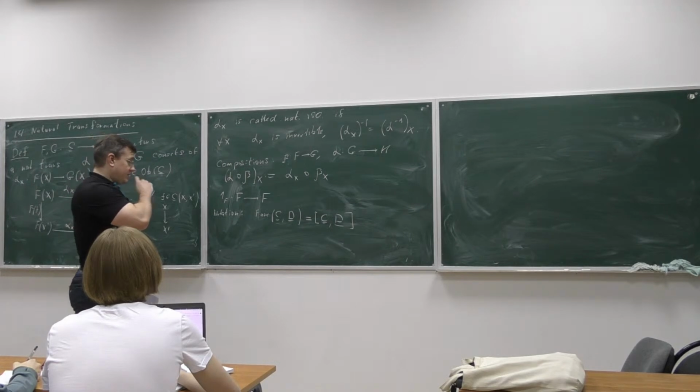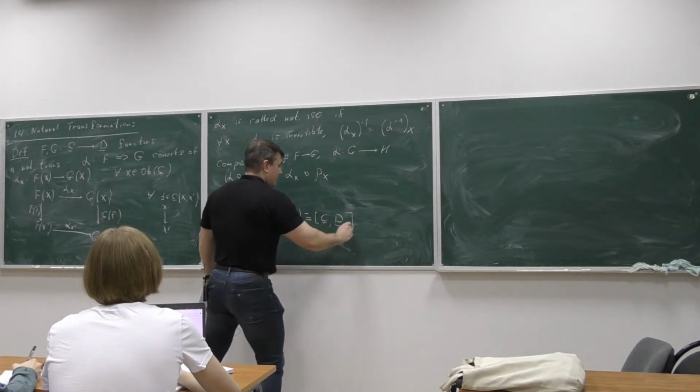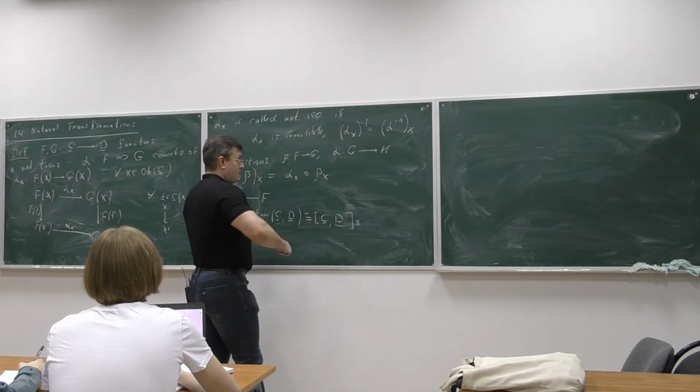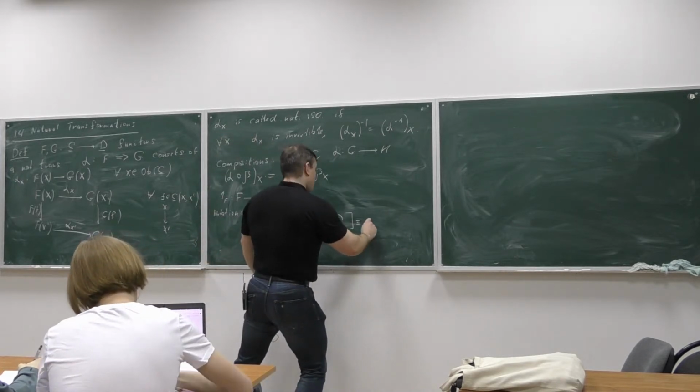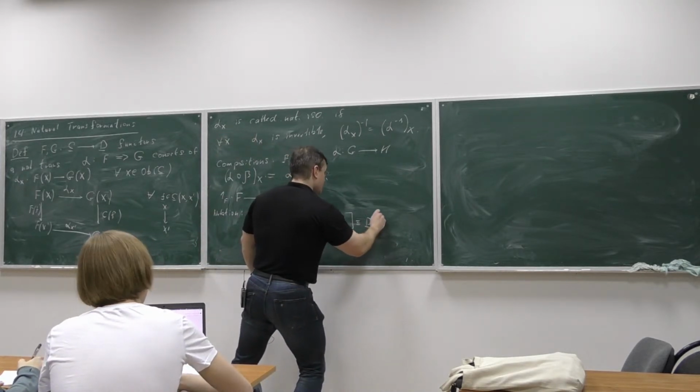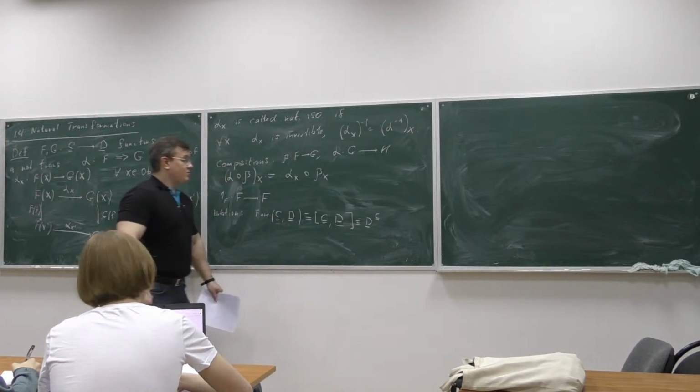Okay, so this is our notation for the functors, and of course, as in set theory, there's a short notation for all functors from C to D. We just use this exponential notation.